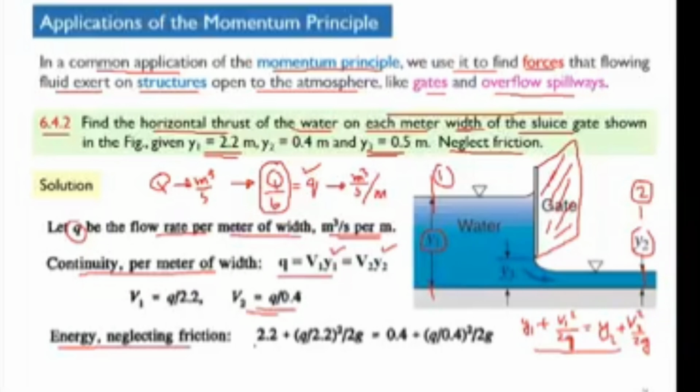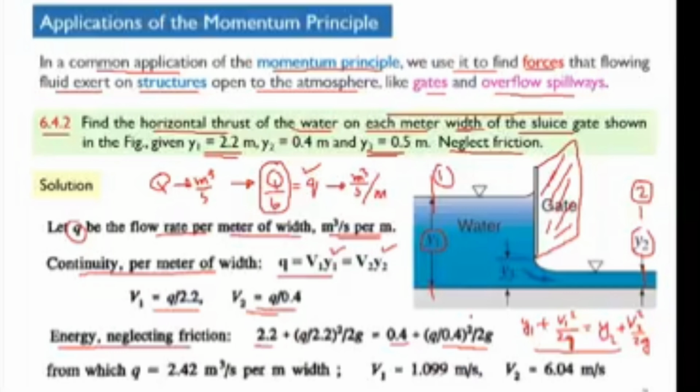Now here just put in the values. So 2.2 plus V1 square divided by 2G, where V1 is Q divided by 2.2. Similarly, Y2 is 0.4, and V2 is Q divided by 0.4, whole square, divided by 2G. Now from here, the only unknown is Q. So you can calculate Q, the discharge per unit width. Clear? Once the discharge is known, then we can calculate V1 and V2.